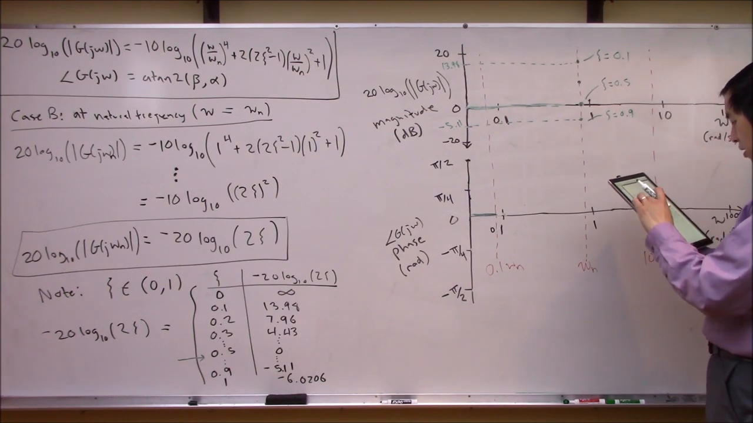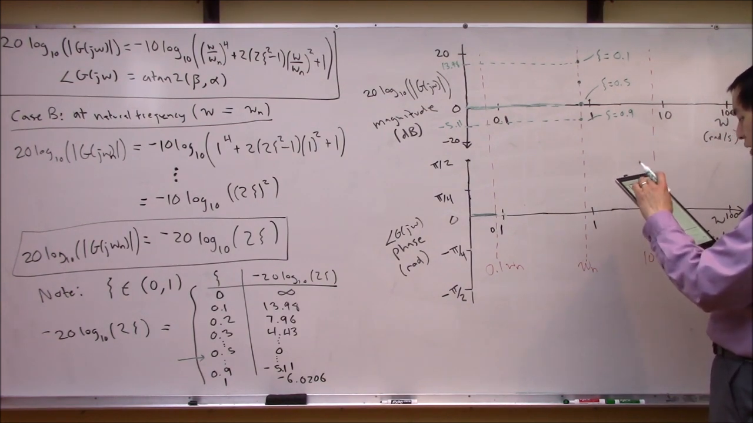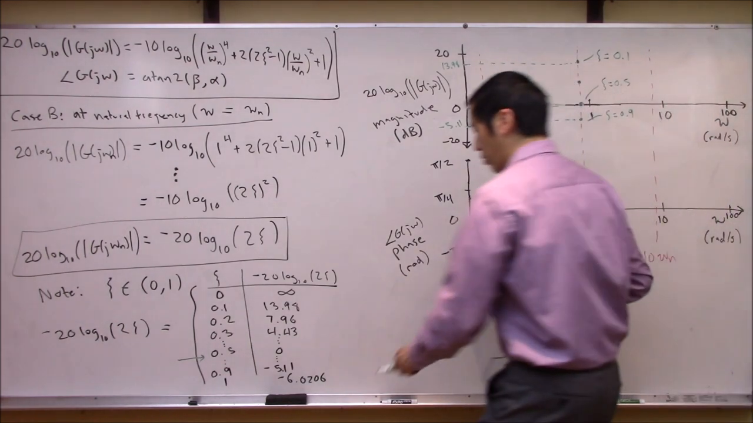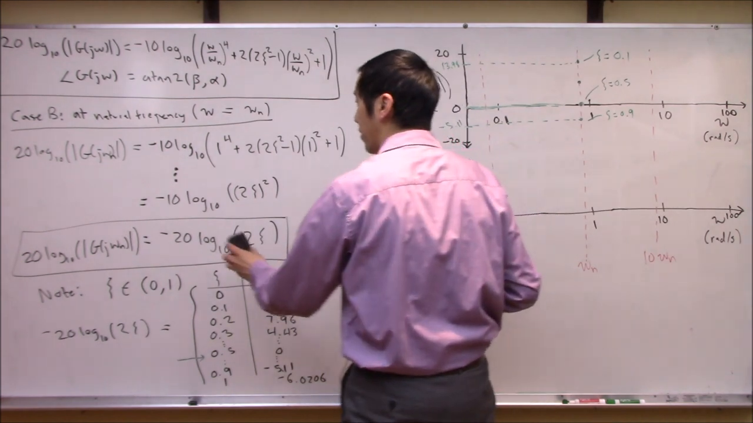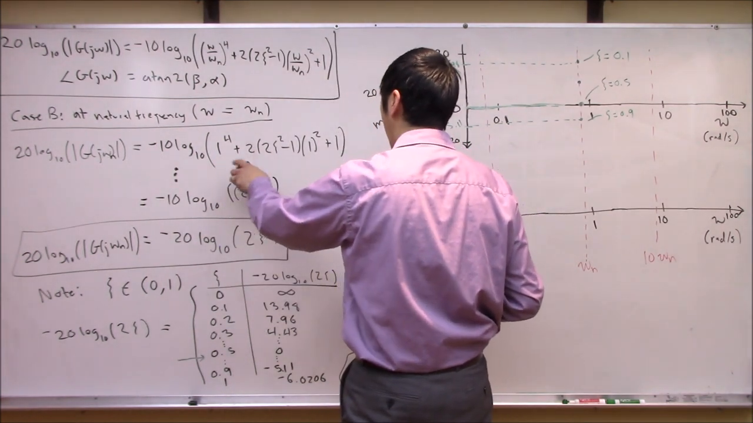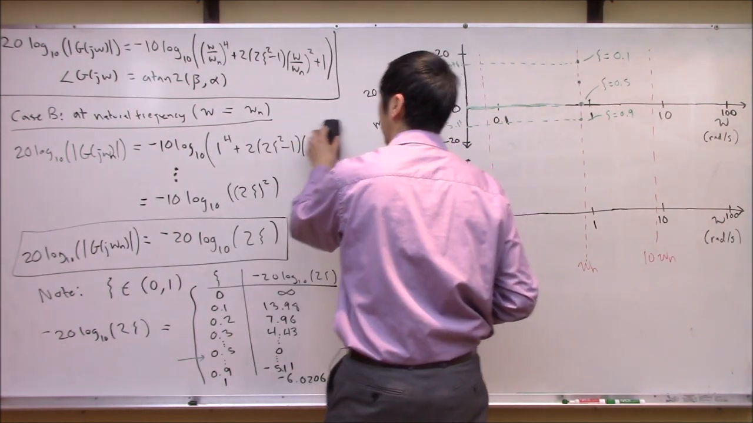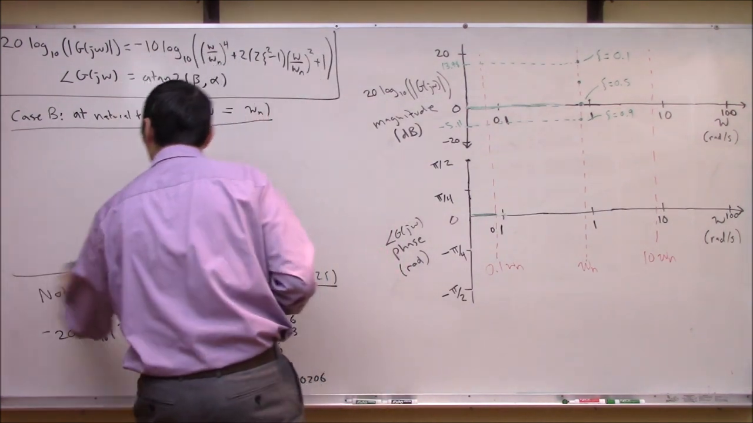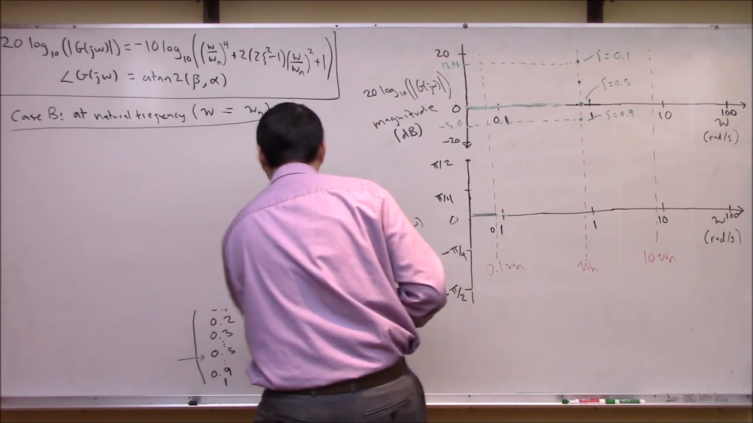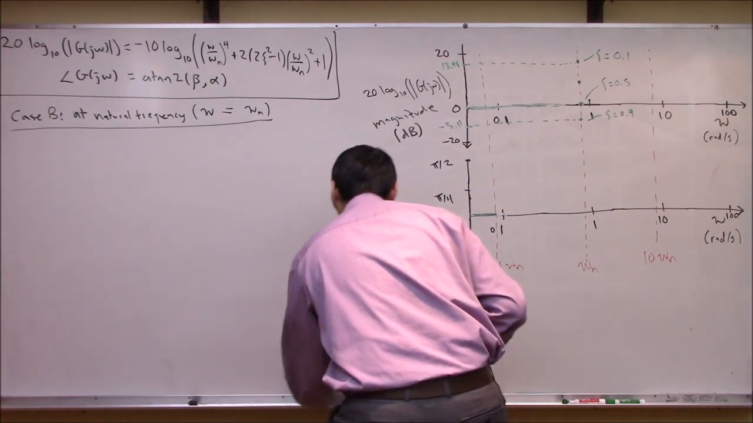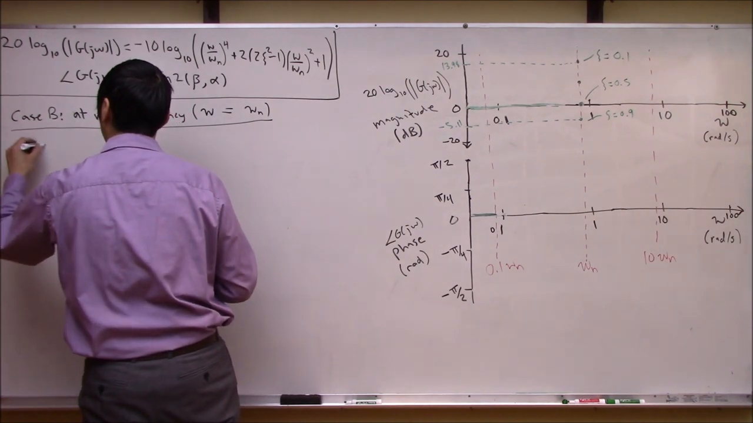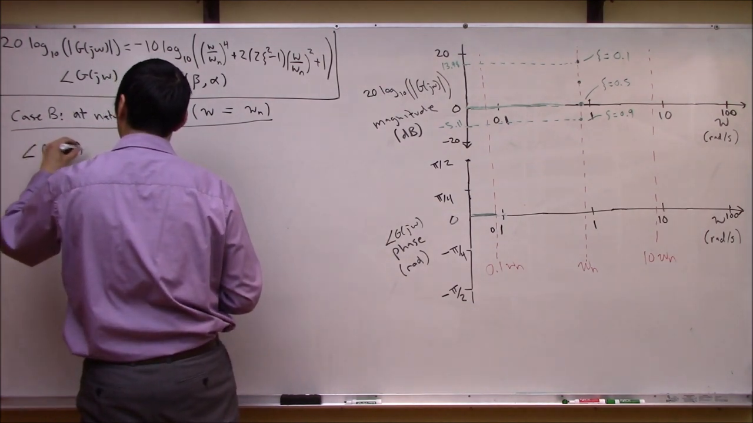Similarly, let's go on and look at the phase. Maybe what we can do is erase this table, because I think we just looked at the magnitude at the natural frequency. So let's also look at the phase. Okay, I'll erase this, and let's look at the expression for the angle of G of j omega.